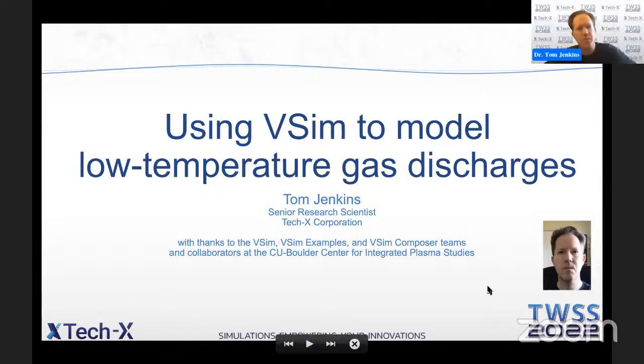Okay, so I will be talking today about our work to model low temperature plasma discharges with Vcim. I want to thank collaborators on the Vcim and the Vcim examples and composer teams, and a couple of folks up the hill at CU Boulder as well in the Center for Integrated Plasma Studies. We'll be talking about some work we've published together in this context.